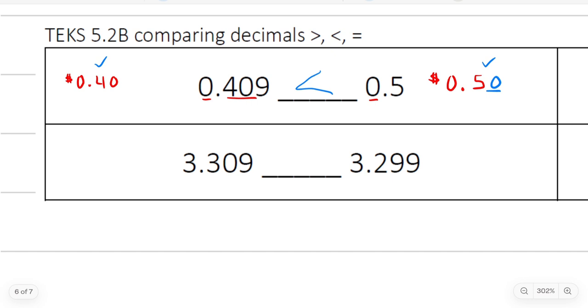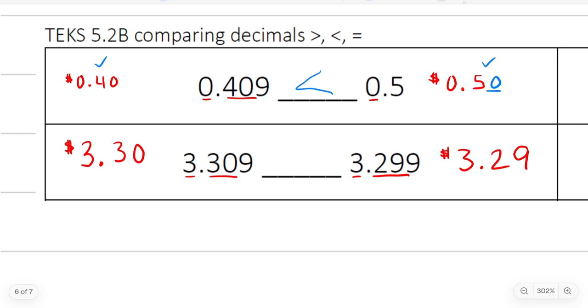Let's do it again. Okay, let's think of it like money. So here it says I have $3. So let me write my $3. And then I have 30 cents. On this side, I have $3, okay, right there, and 29 cents.